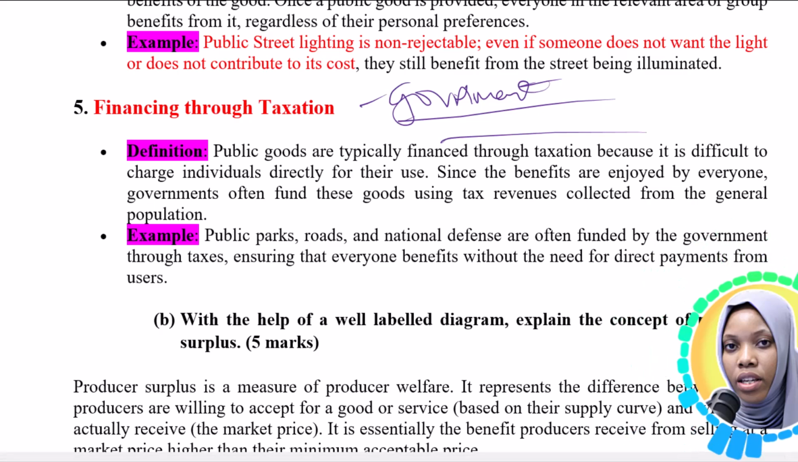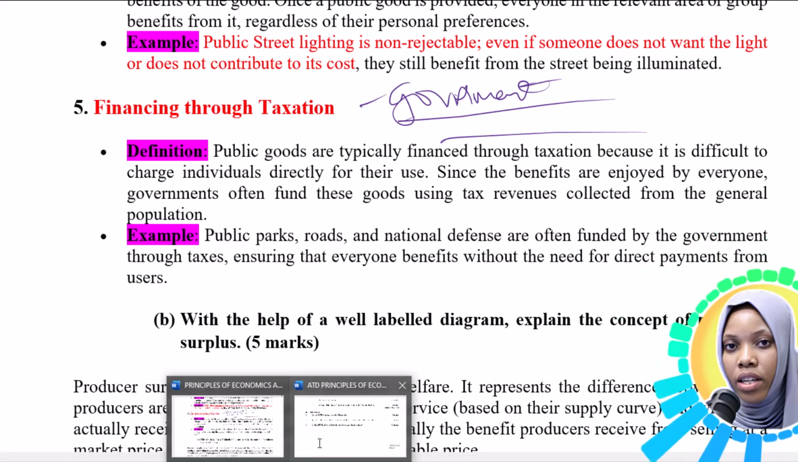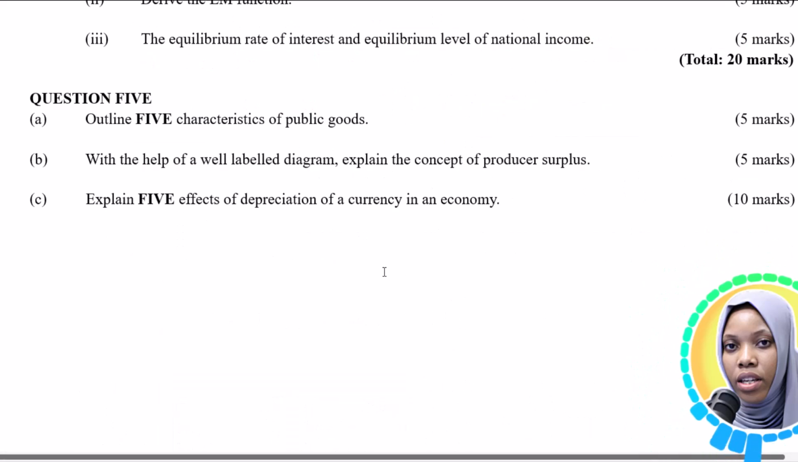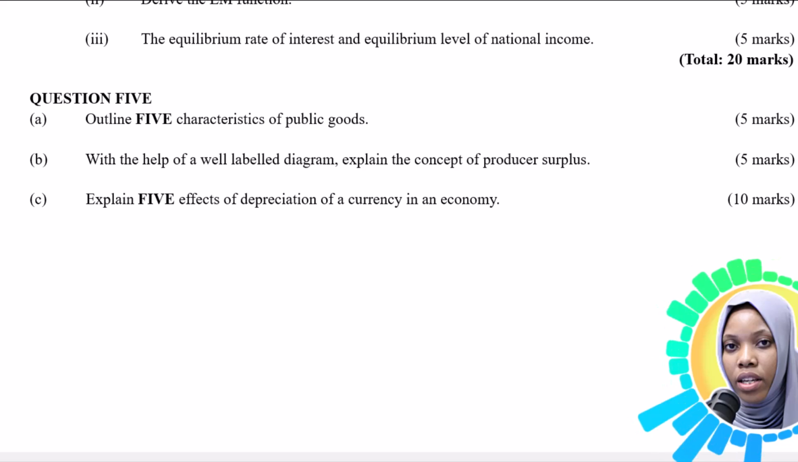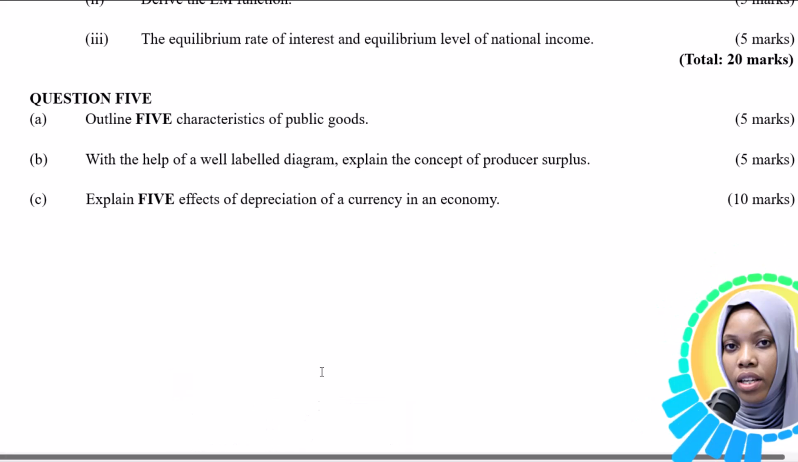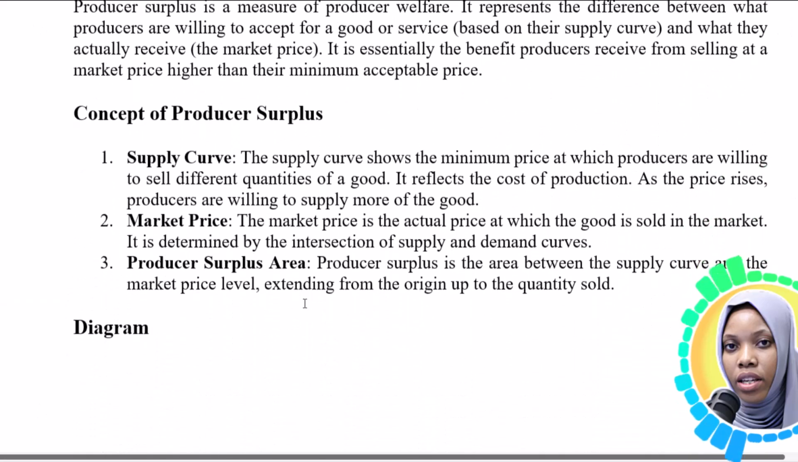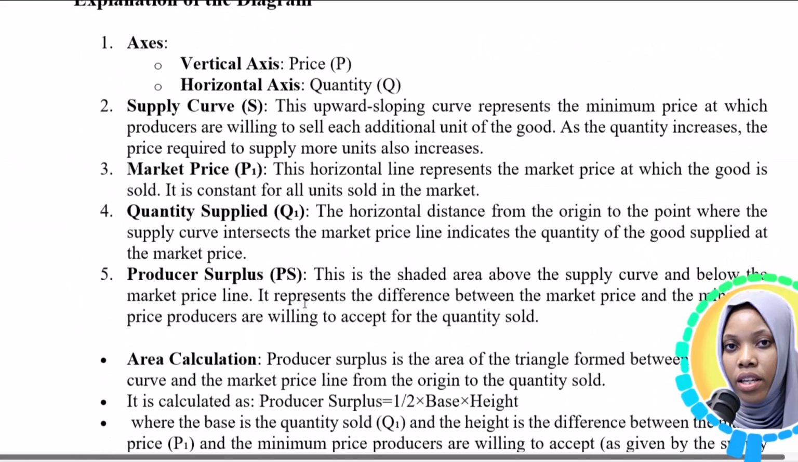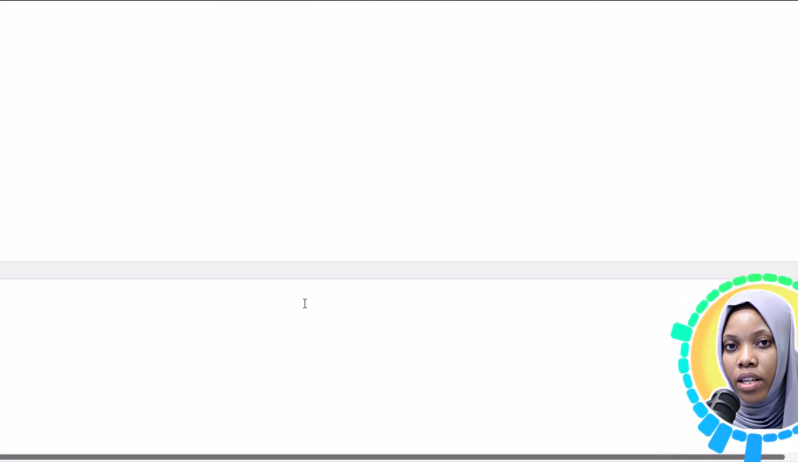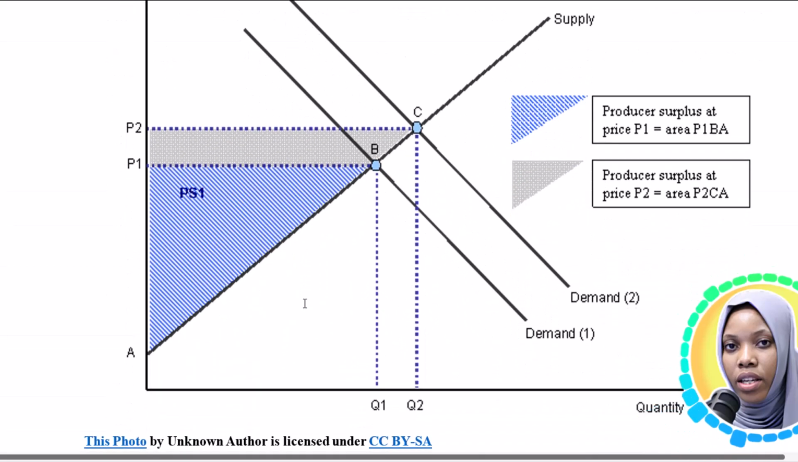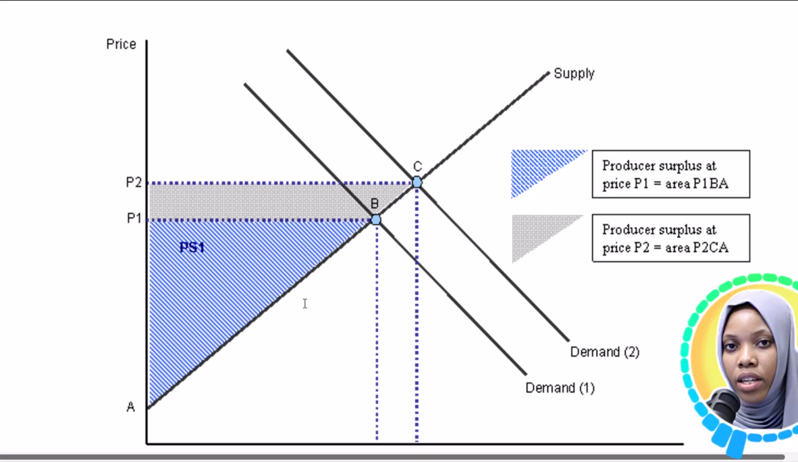And for part B of question number 5, let's go to the question paper. It reads, with the help of a well-labeled diagram, explain the concept of a producer surplus. Let's see what I got. Here is the diagram of the producer surplus.